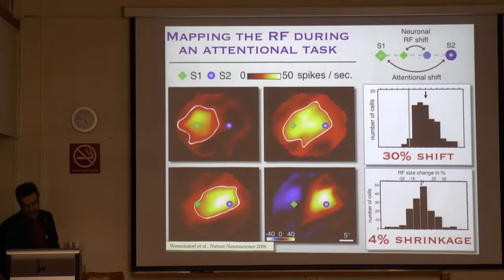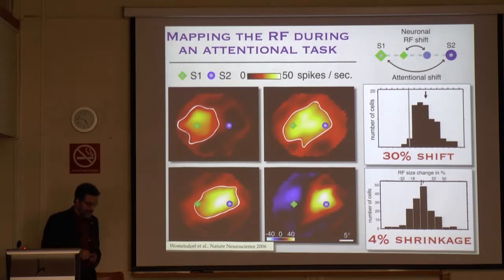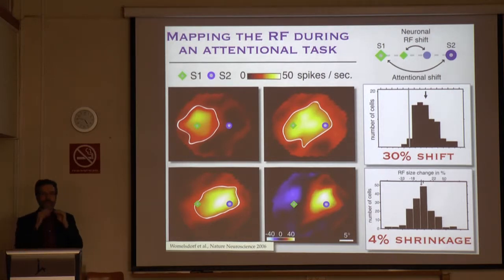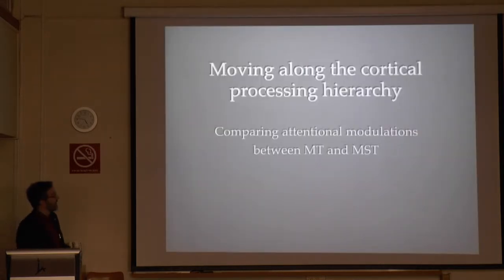So the last thing I want to point out, because we're talking about hierarchies today, right? I wanted to at least have one set of data that link MT more directly to neighboring areas and see what the hierarchy does to these effects. So let's move along the hierarchy. Let's compare attentional modulations between MT and the next area along the pathway called MST.